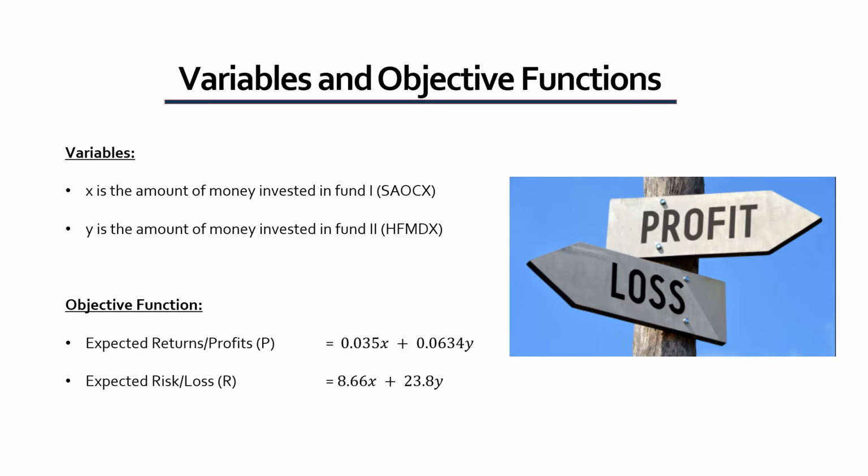So for our variables and objective functions, we have X as the amount invested in Fund 1 and Y is the amount invested in Fund 2. And for our expected 5-year return, we have it at 0.035x and 0.0634y. And then for our risk and our standard deviation, we have 8.66x and 23.8y.